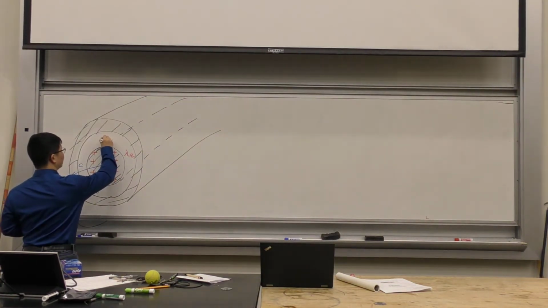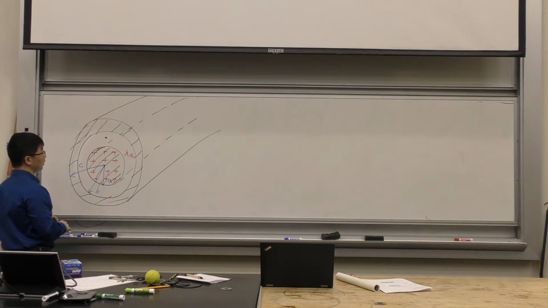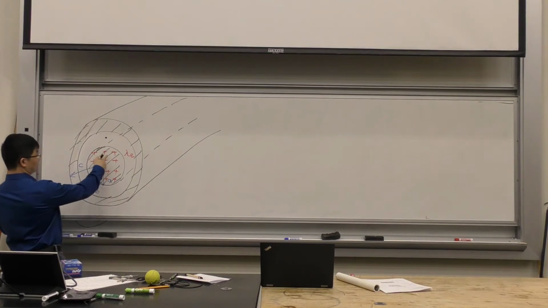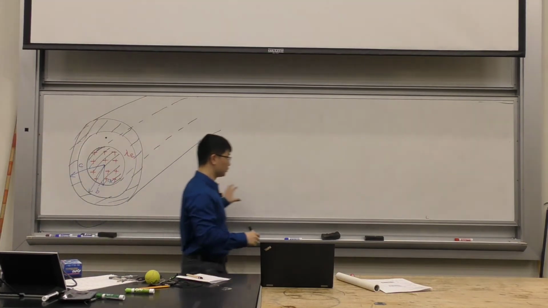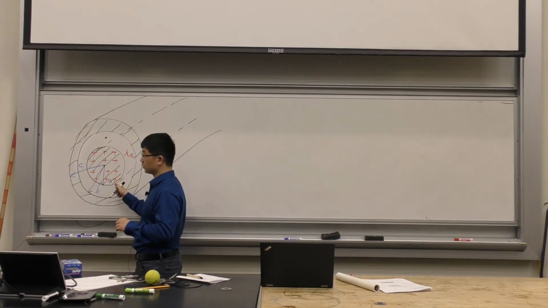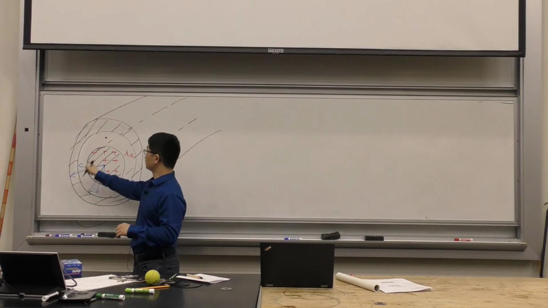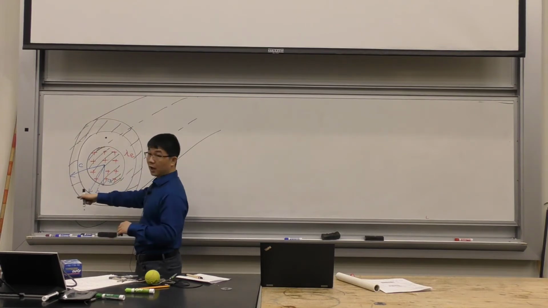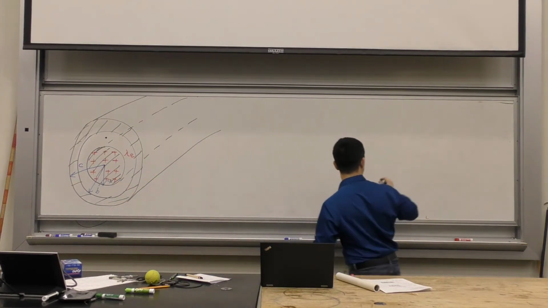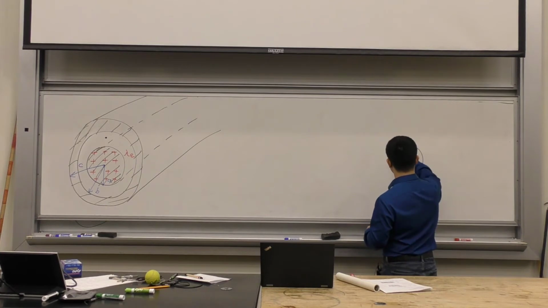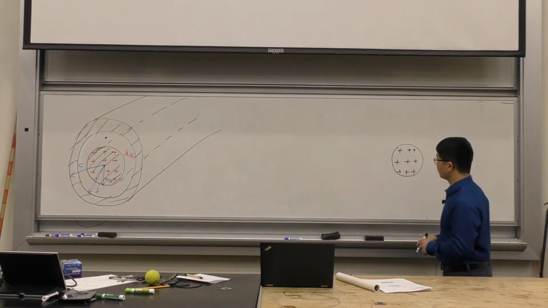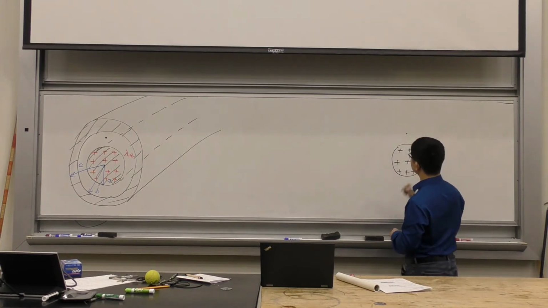Say I pick a point here. What is the direction of the electric field? The electric field only comes from this solid cylinder, because there's no electric charge here. So the electric field at any point is only produced by this cylinder. Let me redraw this cylinder here. I want to find the electric field at this point. How do I find that electric field?